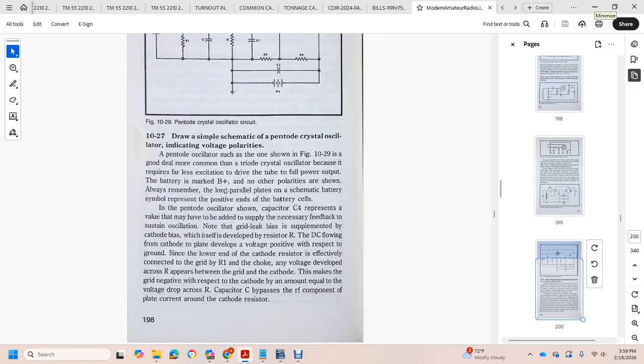1027. The drawing is a simple schematic of a pentode crystal oscillator, indicating voltage polarity. The pentode oscillator shown in figure 1029 is a good deal more common than a triode crystal oscillator because of the less excitation and drive of the tube.